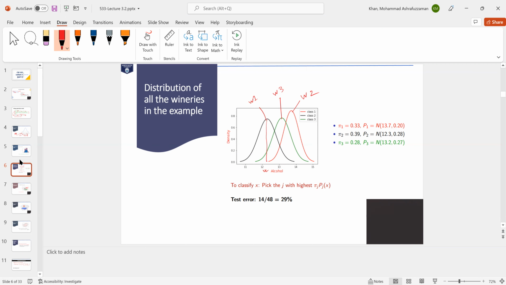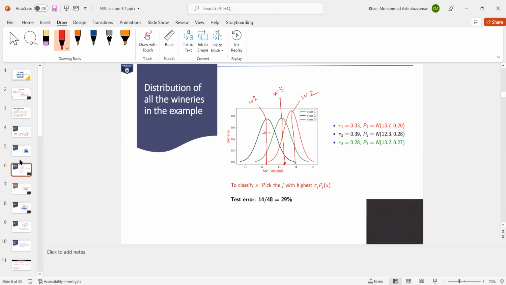So we used our data set and then found mu1 from winery 1. This was the mean alcohol level for winery 3. This was the mean alcohol level. And then the variance. Based on the variance, this curve will spread more or less based on the variance value.